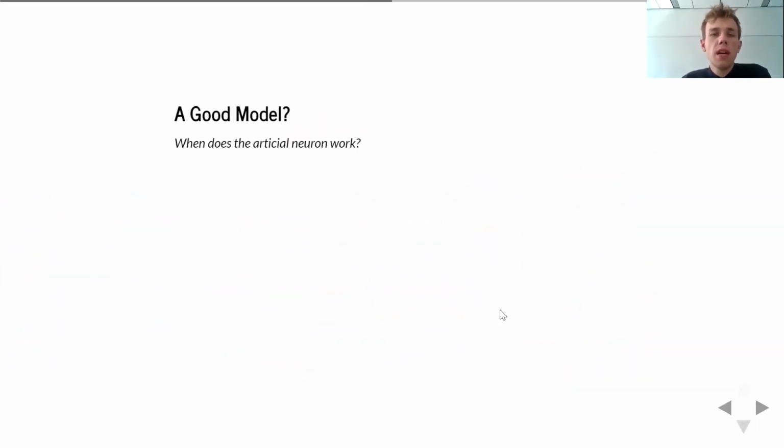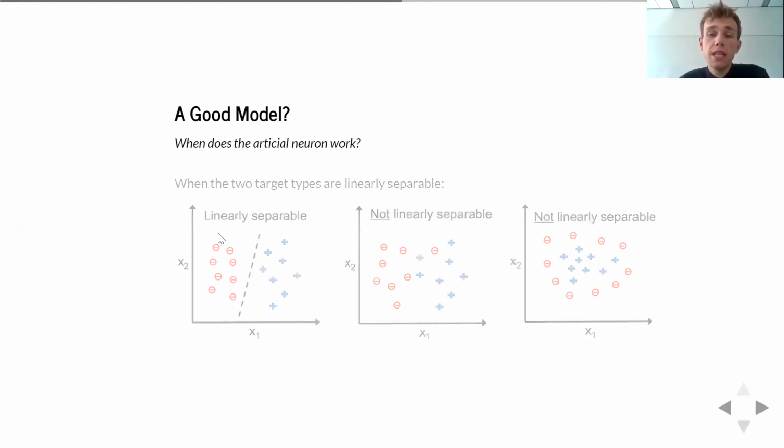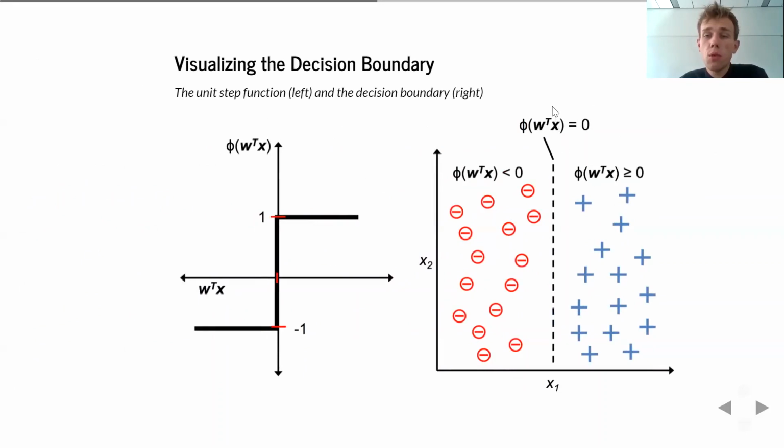Okay, so when does the artificial neuron work? A requirement is that the two target types are linearly separable. That was, for instance, the case in the previous example. Here we could draw a straight line through the data, and then we have a perfect classification, right?